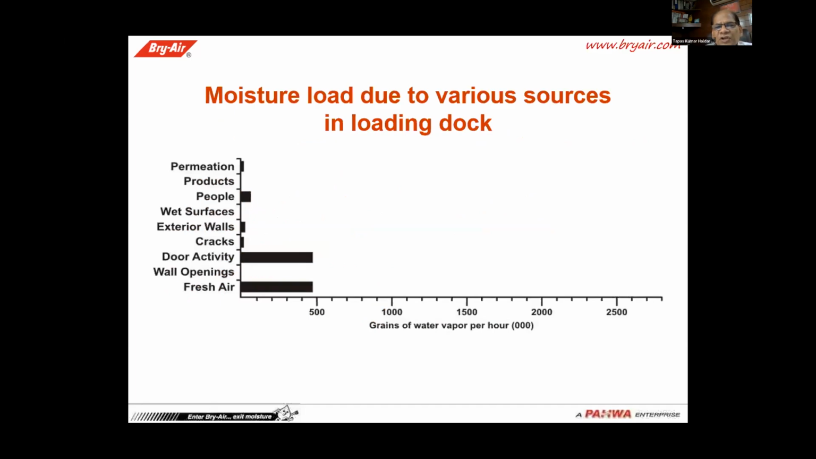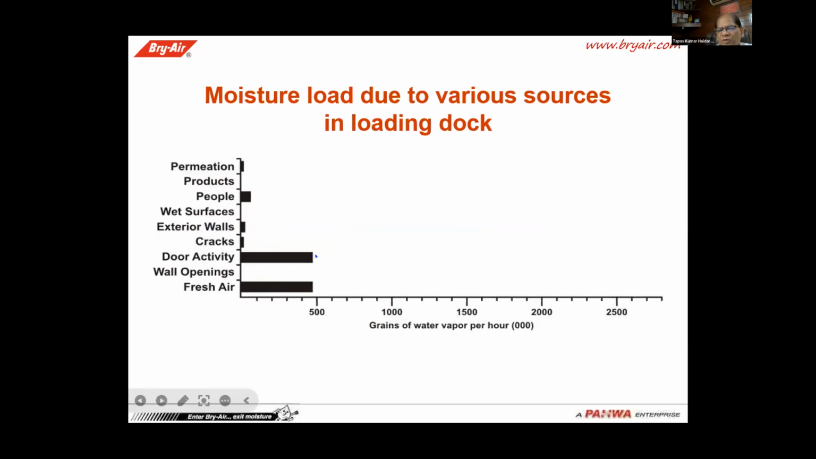Generally, we look at the moisture load. What happened? Various sources you will find, mainly permeation load. That means through the wall, a very minimal amount of moisture comes in as permeation load. Product load, so there is nothing. Then people who are working inside also give off moisture. Then the exterior wall gives a little moisture, cracks a little bit, and main door activity.